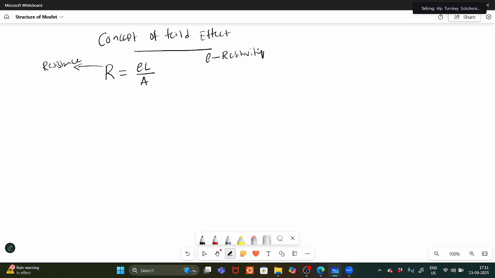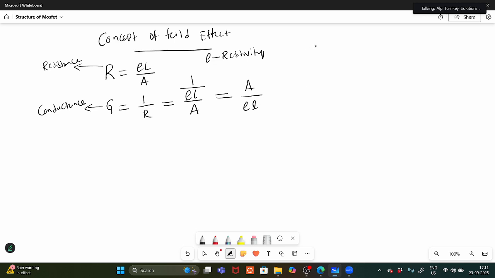Next you have conductance. So conductance equal to 1 by resistance. You can write it as 1 by rho L by A, which is equal to A by rho L. So conductance equal to A by rho L.